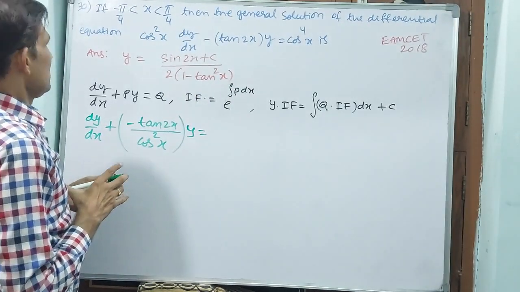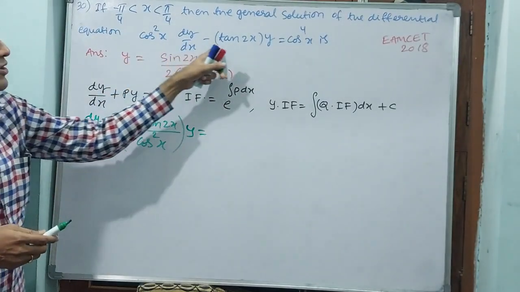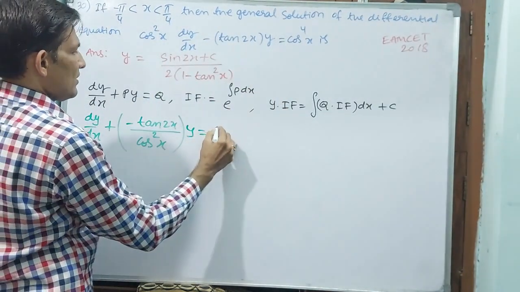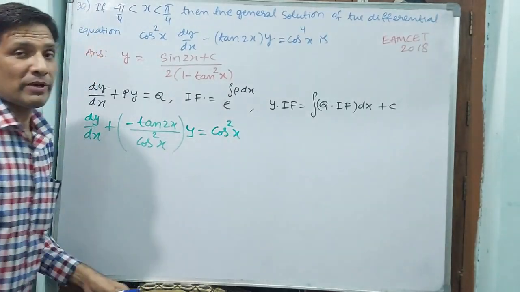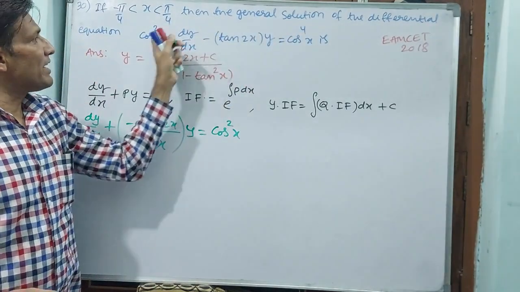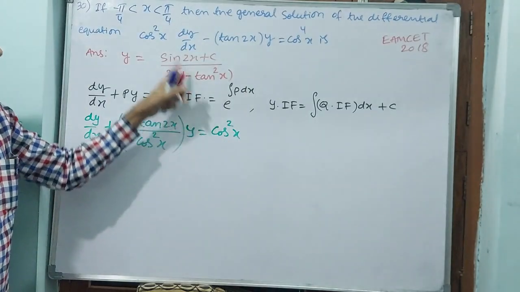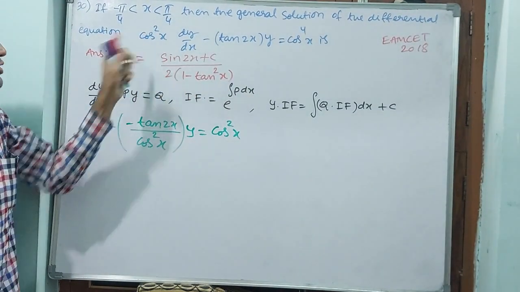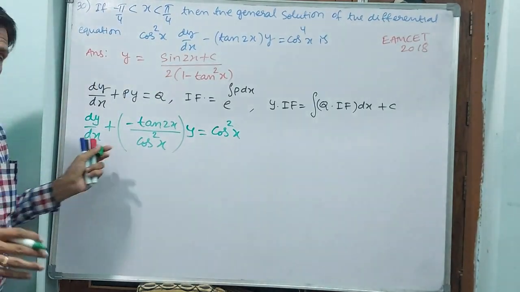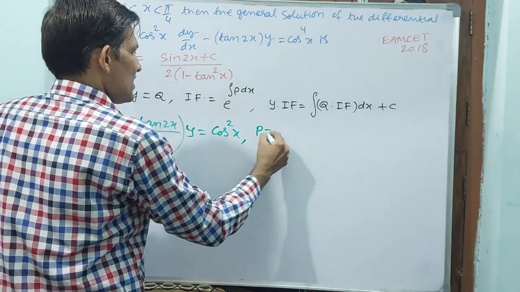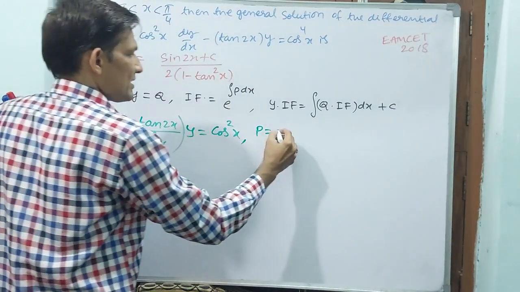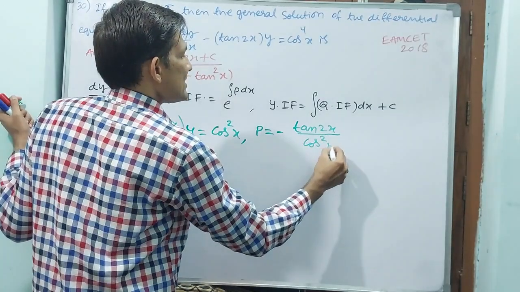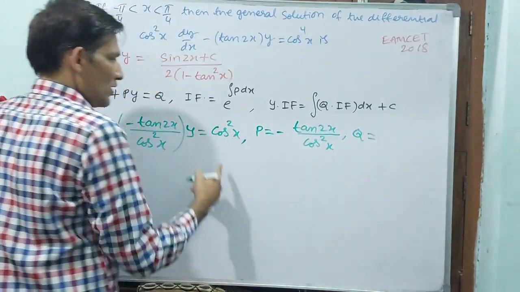Yeah, correct only. Why? Because we are dividing by cos square x, we need not send that side. Here cos to the power of 4x divided by cos square x is going to become cos square x. Tan 2x divided by cos square x. Divided by cos square x means it is going to get cancelled. Now we can write here p and q. See, p is minus tan 2x by cos square x. Q is cos square x.